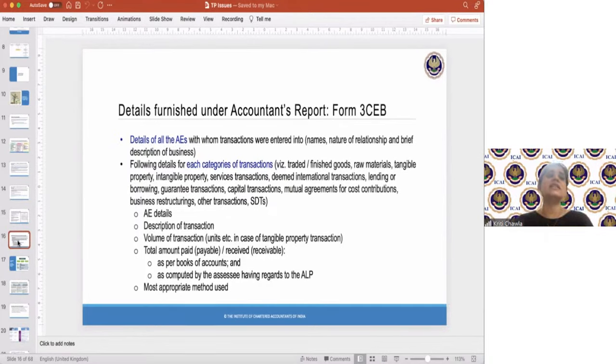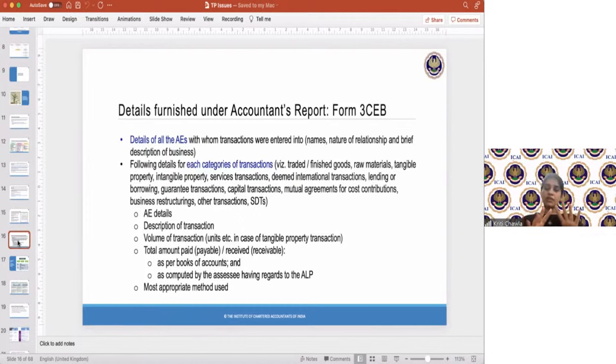But the thing is that you need to file this particular document, which is the transfer pricing return. Just like we file all the other income tax returns, this is also a transfer pricing return that you need to file by the 31st of October with the income tax authorities. If you do not file it in time, there is a penalty of 1 lakh rupees. We'll be discussing that later, but it is mandatory to e-file this particular document.